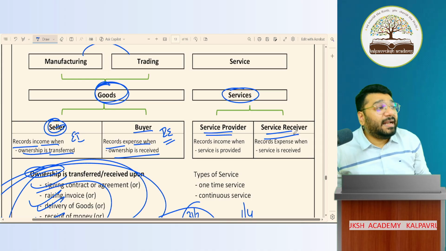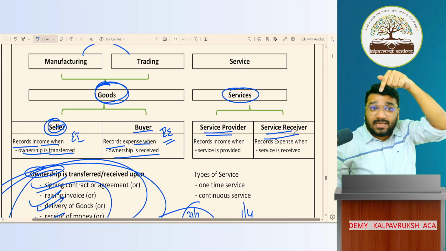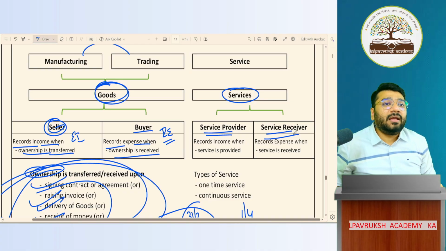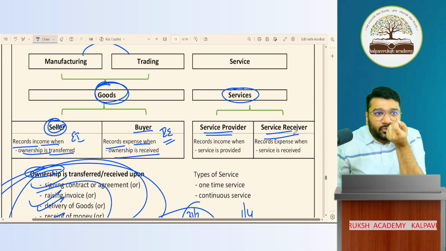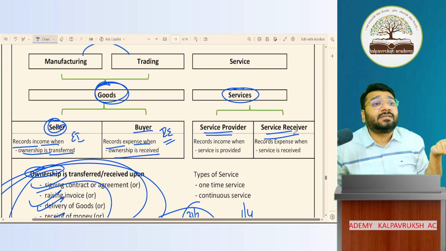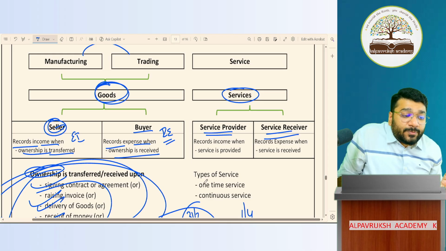Service completion is the criteria to record your expenses. And that is the moment when he completes the service, that is the moment the company should record income. Got it, not got it. But here and there a few exceptions are there, which I'll discuss in CA Intermediate when I discuss AS 9. Okay, not okay. So we spoke about one-time service.